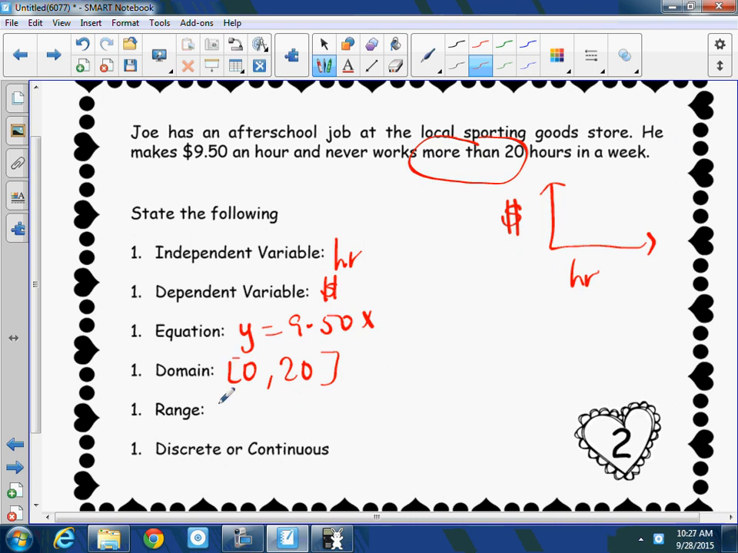Now what's my range? Well, if he doesn't go to work, he makes 0 money. But if he works for 20 hours, which is your maximum, then it would be 9.50 times 20, because I'm looking for my range for my money. And that would be $190. It is continuous because you can work half of an hour.